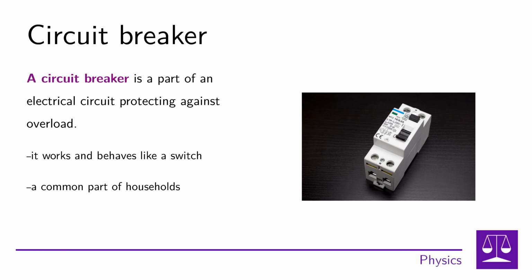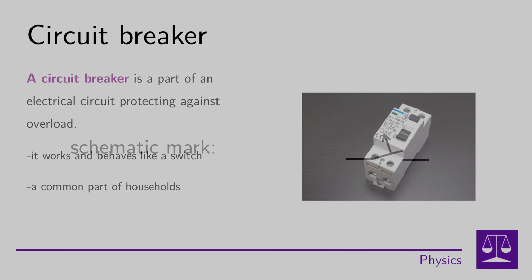The second electrical component we will discuss is the circuit breaker. It works on a slightly different principle than a fuse, but its purpose is the same. A circuit breaker is a component in an electrical circuit that protects against overload. A circuit breaker works by containing a conventional switch. If the current exceeds the rated current or a short circuit occurs, the circuit breaker automatically switches the switch from the closed position to the open position.